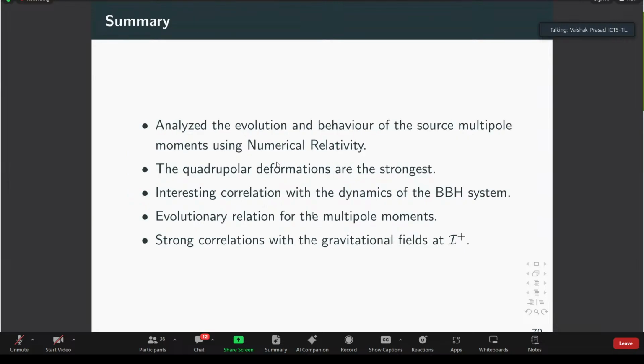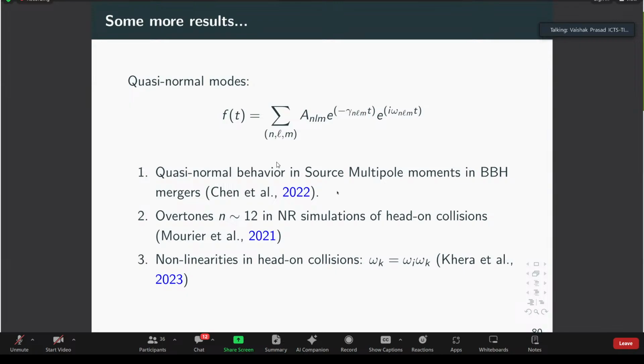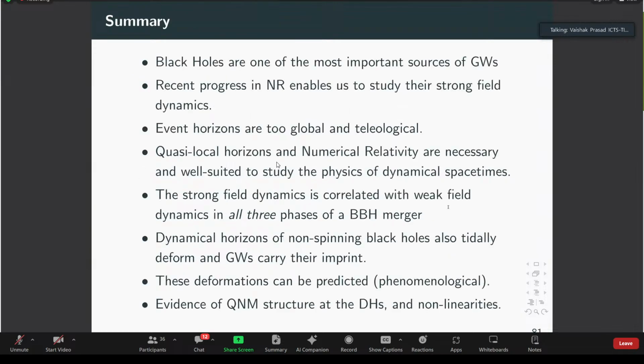I would also like to mention some other interesting results, which possibly will be talked about in tomorrow's session. For example, quasi-normal behavior in head-on collisions has also been found with overtones, and also certain nonlinearities in head-on collisions have been found at the horizons quite recently. So there is a lot of interesting physics that one could extract using dynamical horizons. I will now come to the summary of my talk.